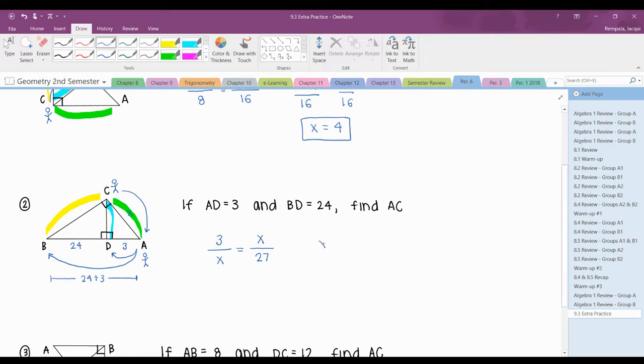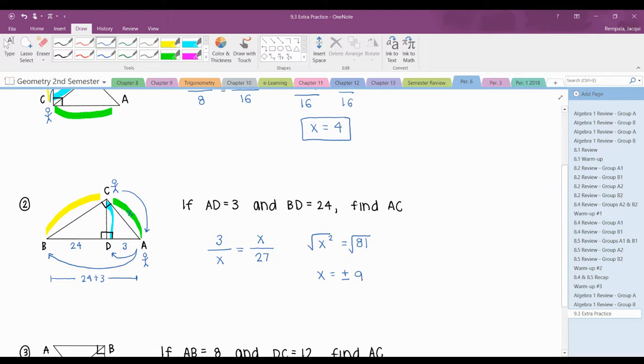So when I multiply x times x, I'm going to get x squared. 3 times 27 is going to give me 81. And now I want to solve for x. Well, notice that because it's being squared, I'm going to take the square root of both sides. That will give me x by itself. Now remember, back in chapter 8, we talked about the fact that when you took the square root of both sides, you have two answers, both a positive and a negative. The square root of 81 is 9.